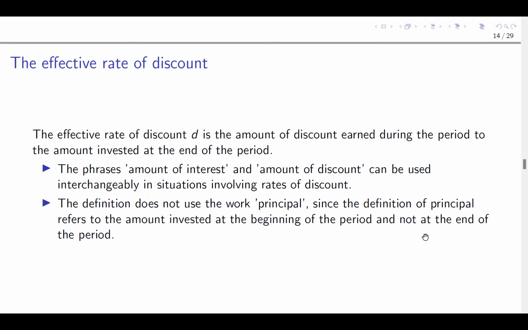We want to look at the effective rate of discount. The effective rate of discount, d, is the amount of discount earned during the period relative to the amount invested at the end of the period. Remember, the effective rate of interest looked at the amount of interest earned during the period relative to the amount of investment at the beginning of the period. The rate of discount looks at the amount of discount earned during the period in relation to the amount invested at the end of the period, okay?